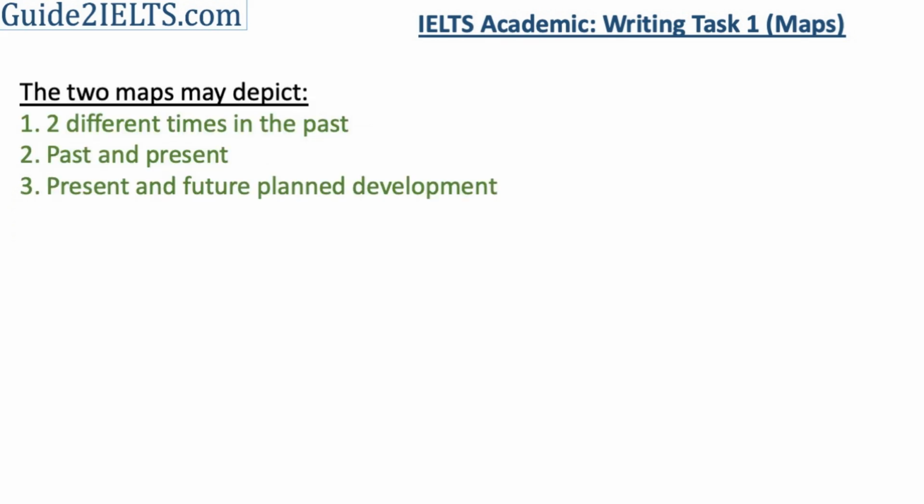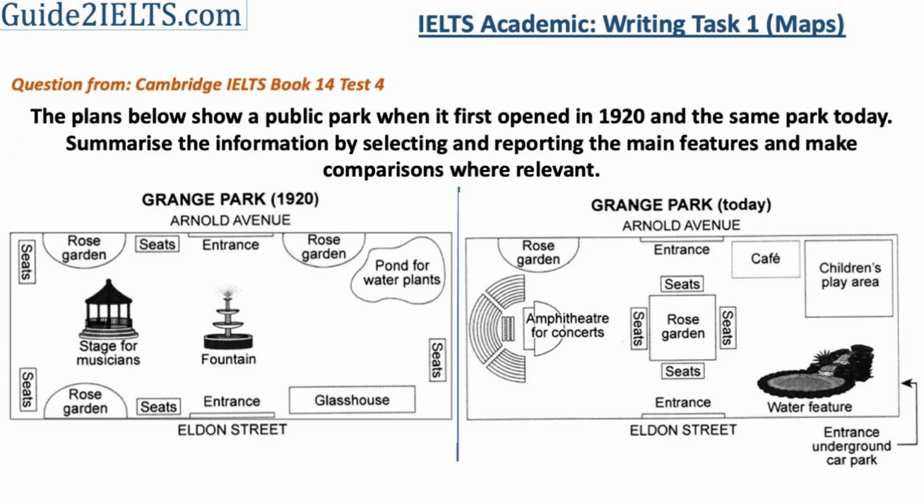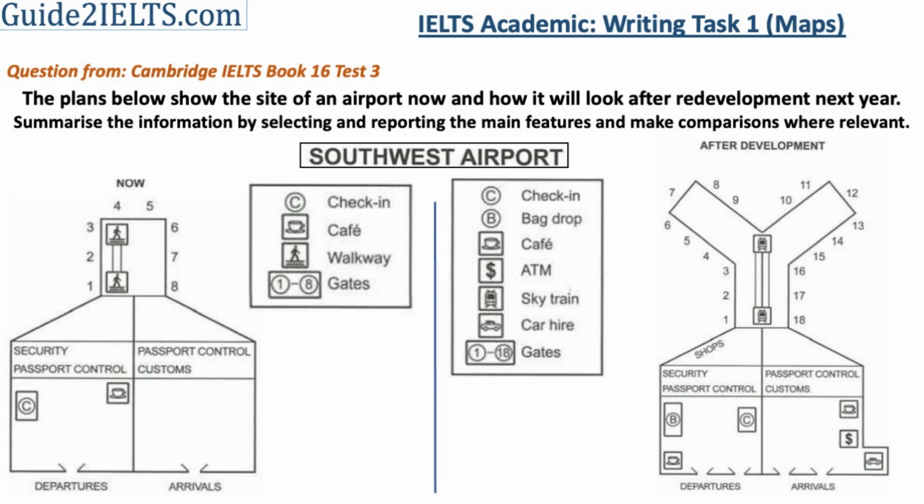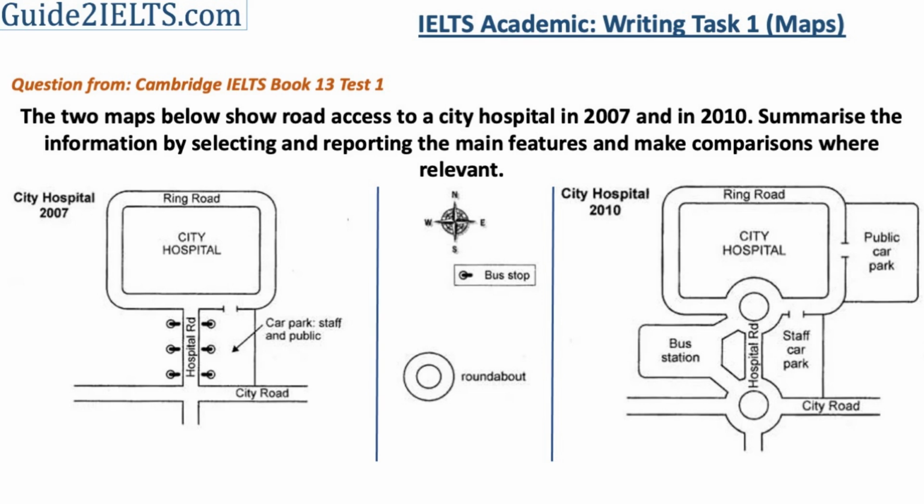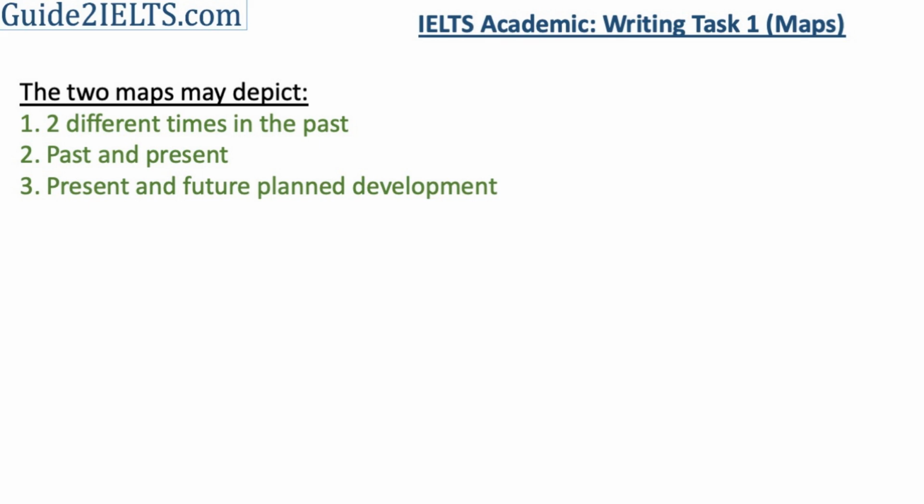The 2 maps that are given may show the layout of the place in the past and the layout now, the layout of the place now and future planned development, or the layout of the place for 2 different years in the past. The tenses you use in your answer will depend on this, which I'll discuss later in this video.